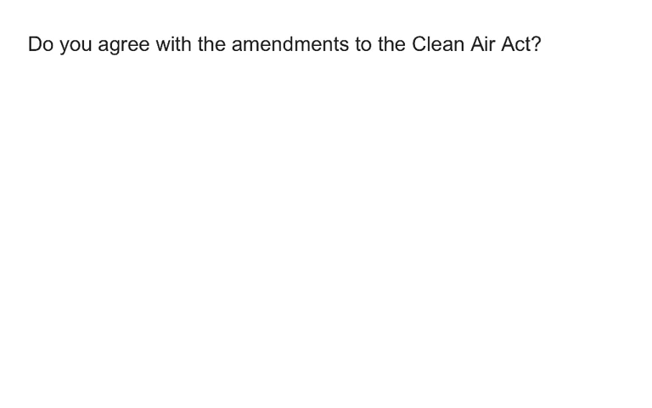So, if the question was, do you agree with the amendments in the Clean Air Act? This seems like a pretty straightforward question, but it is biased. The reason is, what about the Clean Air Act? Do you know about the Clean Air Act? Do you know about the amendments to the Clean Air Act? Because it's so simple, it does create bias because there's not enough information.